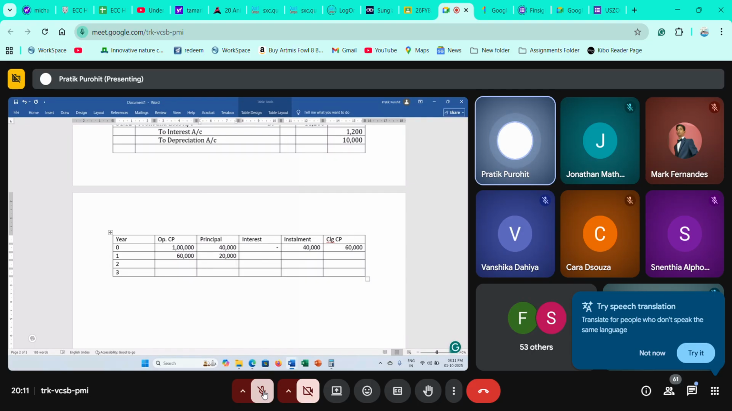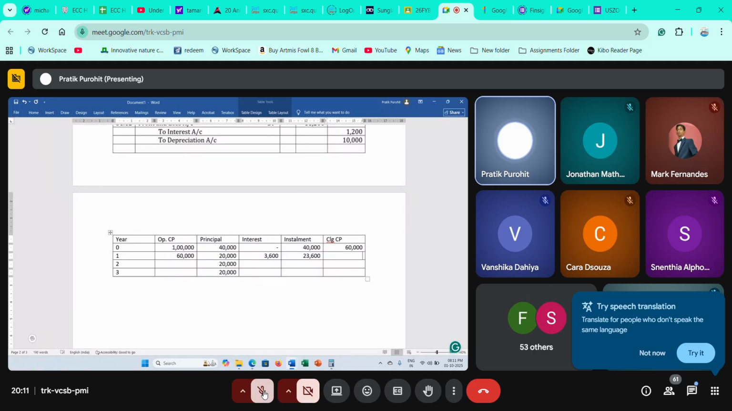Principal amount is fixed here. That is 20,000 you pay in 3 equal installments. That is what is being mentioned in the question, because interest is extra. So principal is fixed at 20,000. But how much is interest? They said interest is 6% on closing. So closing is 60,000. On this 60,000 you charge 6%. So this comes to 3,600. So the amount of installment that you have paid becomes 23,600.